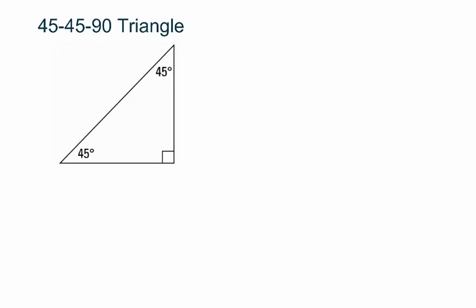So here is our 45, 45, 90 degree triangle. Let's talk about the relationship. This has two legs, and the hypotenuse. Remember, the hypotenuse is always across from the right angle.